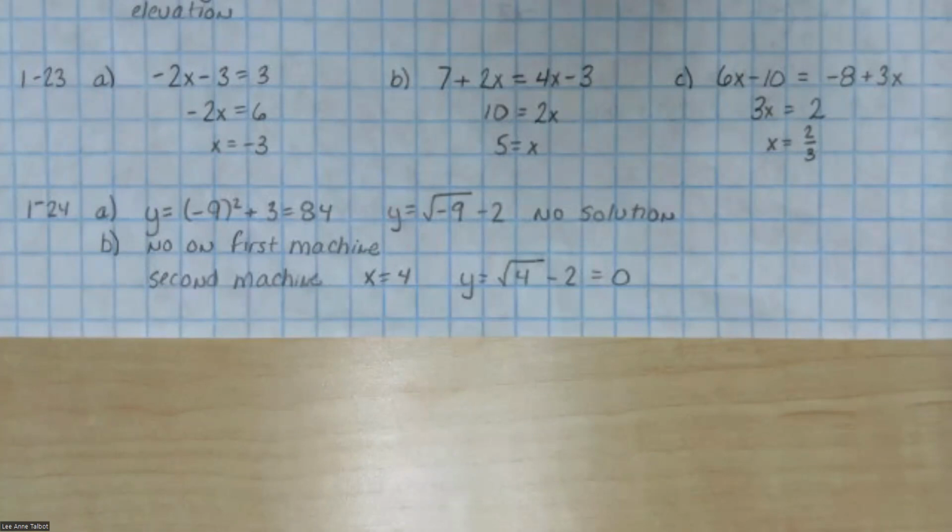Right. And then for B, I said no for the first machine, but for the second machine, I would put 4 in, and square root of 4 is 2, minus 2 is 0.